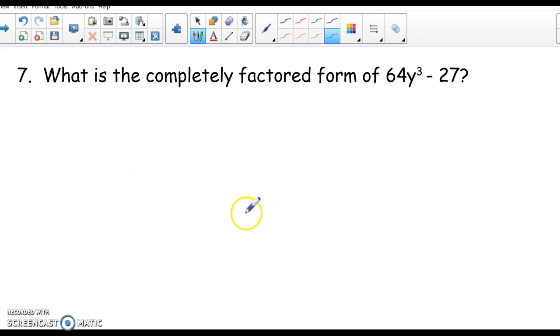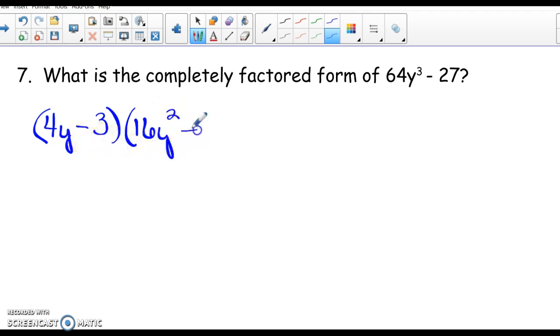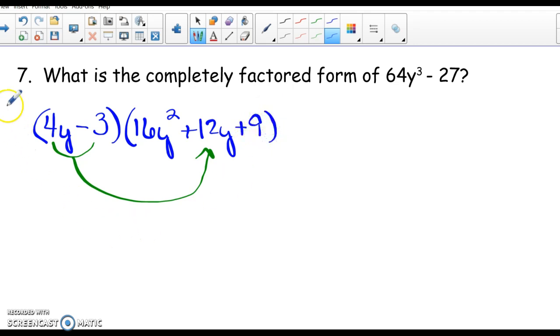What is the completely factored form of 64y cubed minus 27? Perfect cubes, perfect cubes. You take the cube root of 64, that's 4y. Keep the same sign, cube root of 27 is 3. Now remember, we square this. So 4y times 4y is 16y squared. I change my sign to a plus. I multiply what's in this first parentheses together. So that's going to give me 12y. Second sign's always plus. I square 3. 3 times 3 is 9. So that's my factored form.